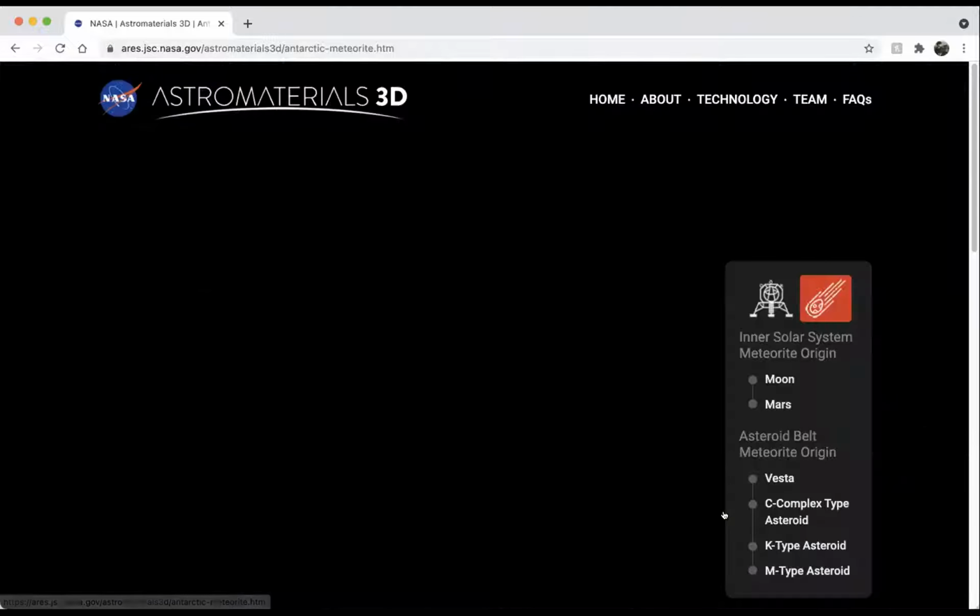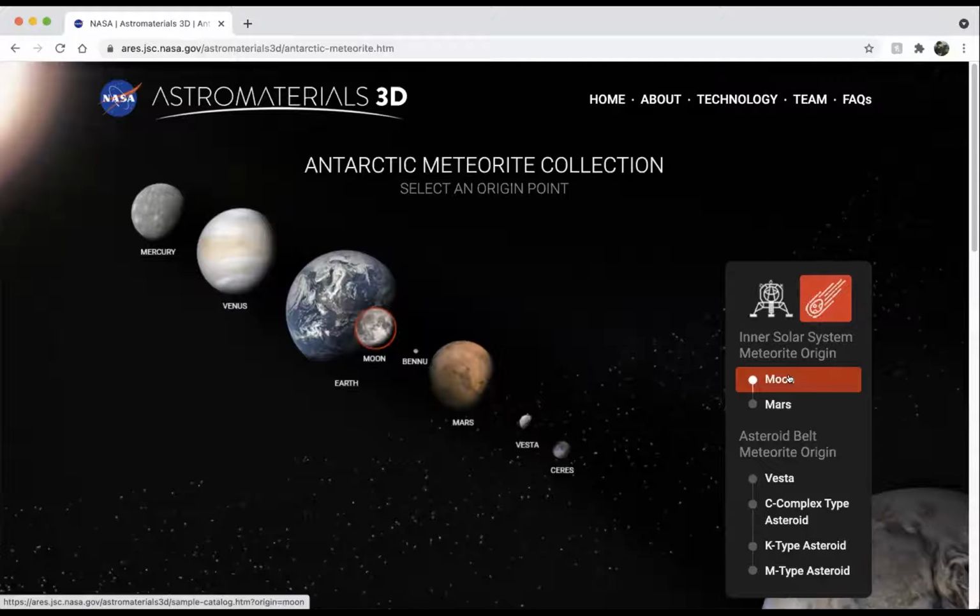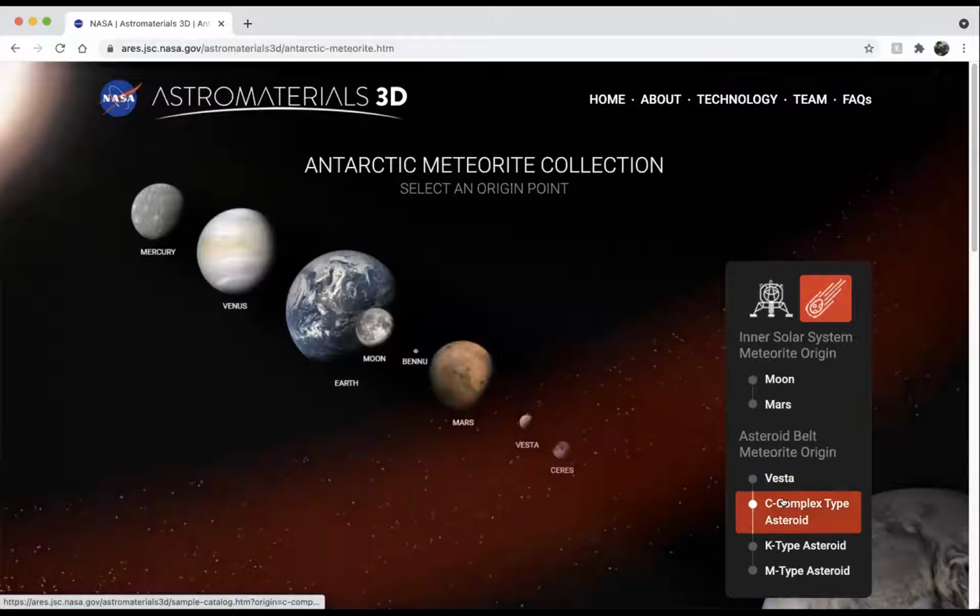So let's head over to the Antarctic Meteorite Collection. And here you can see a view of our inner solar system. And as you mouse over each of the places where we have meteorites currently in the viewer, you can see where these incredible rocks come from.